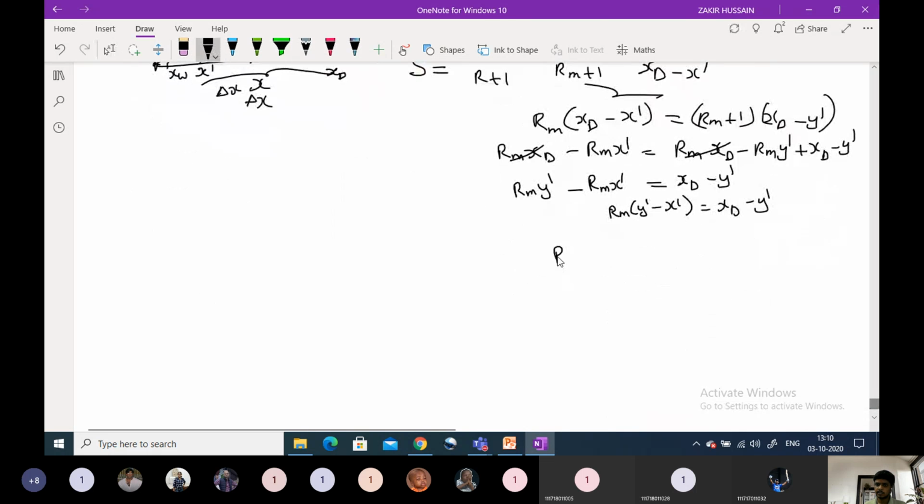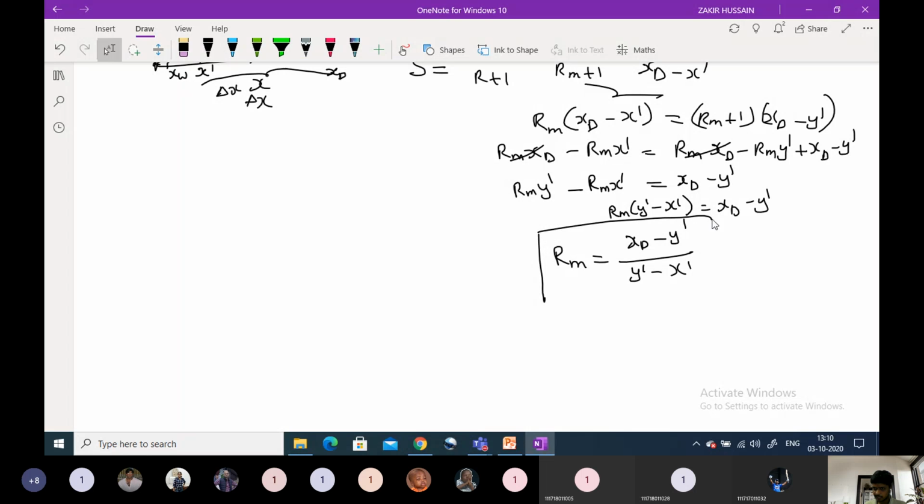Now, what is Rm? Rm is equal to xt minus y dash divided by y dash minus x dash. In this way, we can calculate the minimum reflux ratio for the case of Q is equal to 0, which is saturated vapor, or feed at its dew point. For feed at its dew point, or Q is equal to 0, we can calculate this way. Then the next derivation is for partially vaporized.